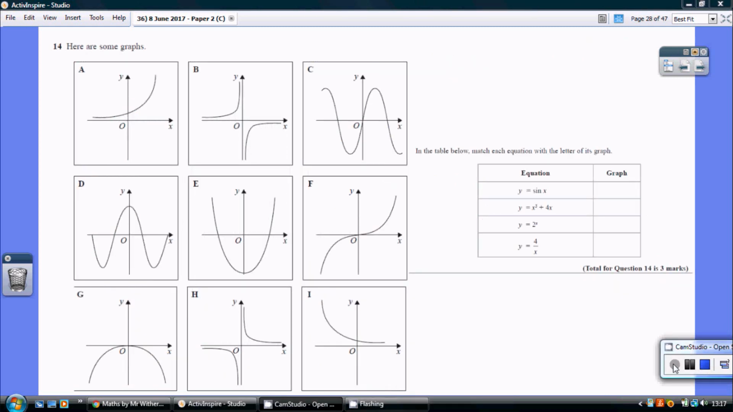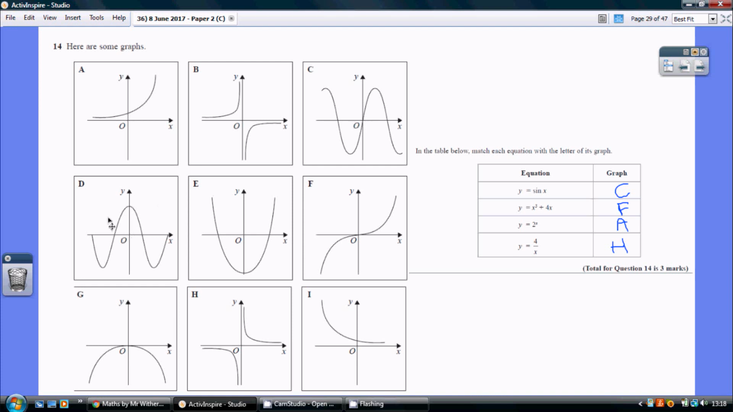Question 14. So really it's hard to explain these, you've really just got to learn them. So let's take the first one, the sine curve. Well, hopefully you know that the sine curve is one of these wavy curves, so it's either going to be D or C. And then really you've got your calculator, so you can always check to start off with. This one obviously goes through the origin. So is the sine of 0, 0? Yes it is, so therefore that is the sine curve, not this one.